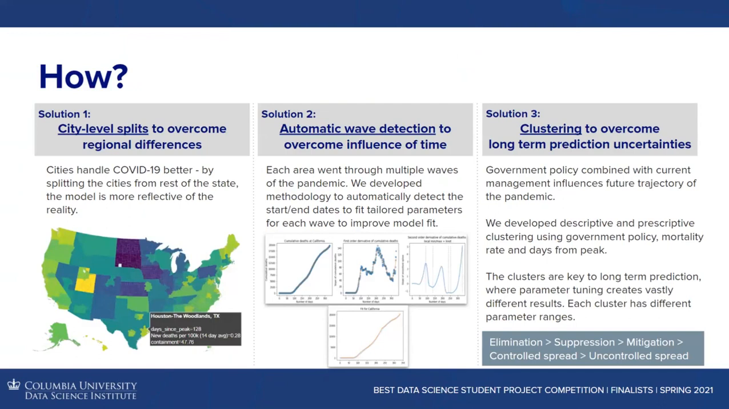First is city-level splits to overcome regional differences. We have found out that cities handle COVID-19 differently. So by splitting the cities from the rest of the state, the model is more reflective of the reality.